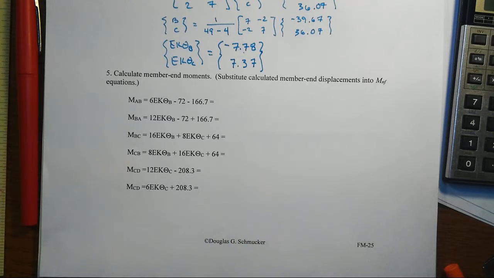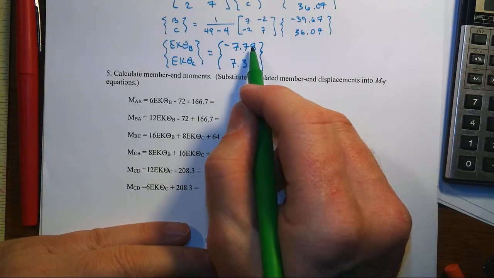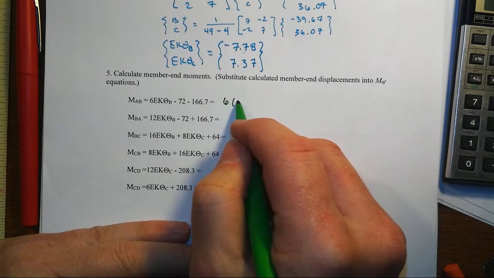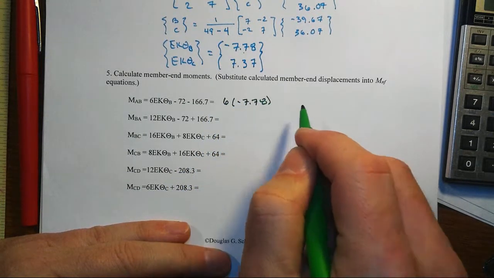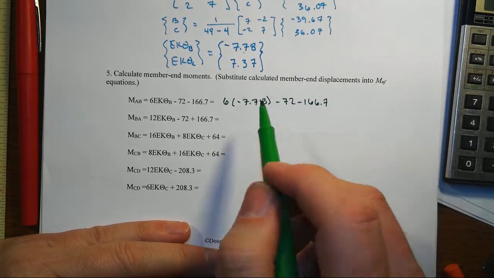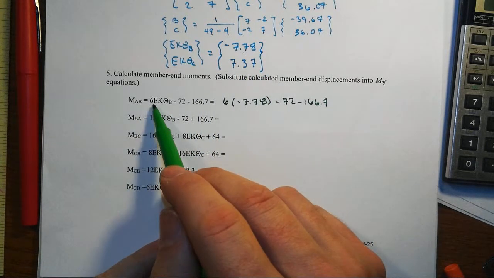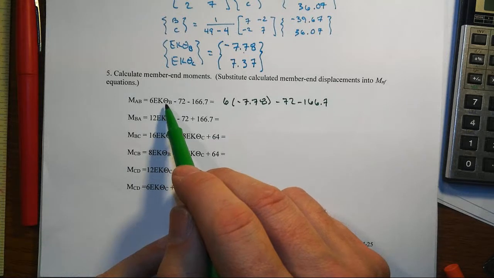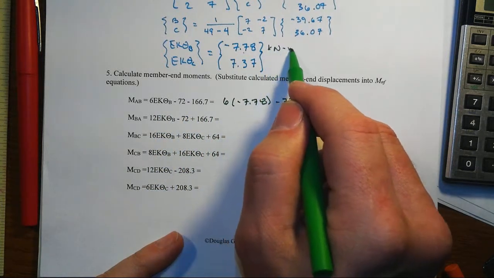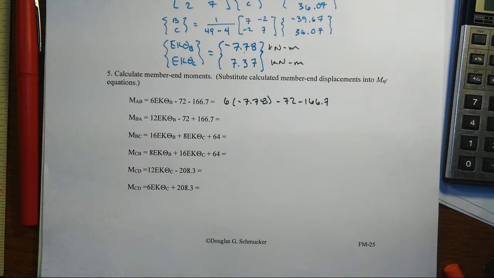So, for instance, let's put in the displacement that we've got here, the EK theta B term. So that'll be 6 times minus 7.78, minus 72, minus 166.7. Earlier I said something about, are those units really kilonewton meters? Well, they have to be, because this is really a moment term. If we were very careful, we would see that those are kilonewton meters all the way through.